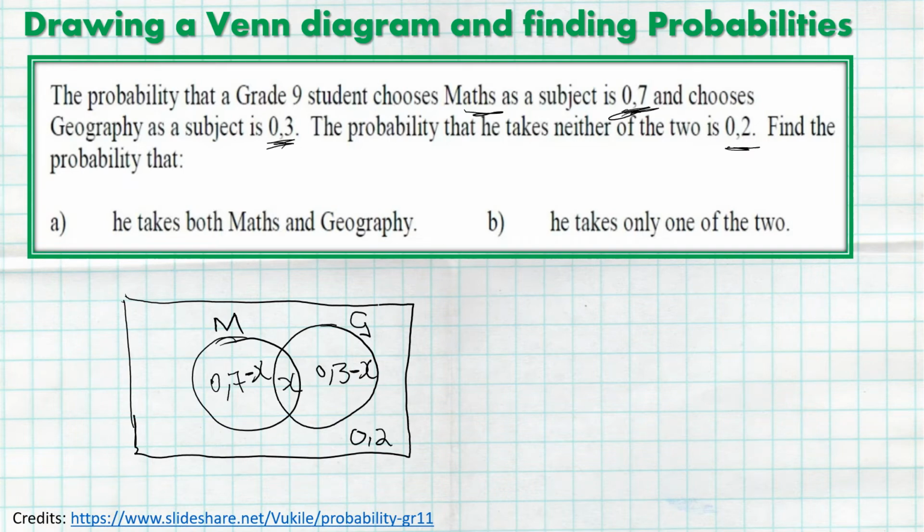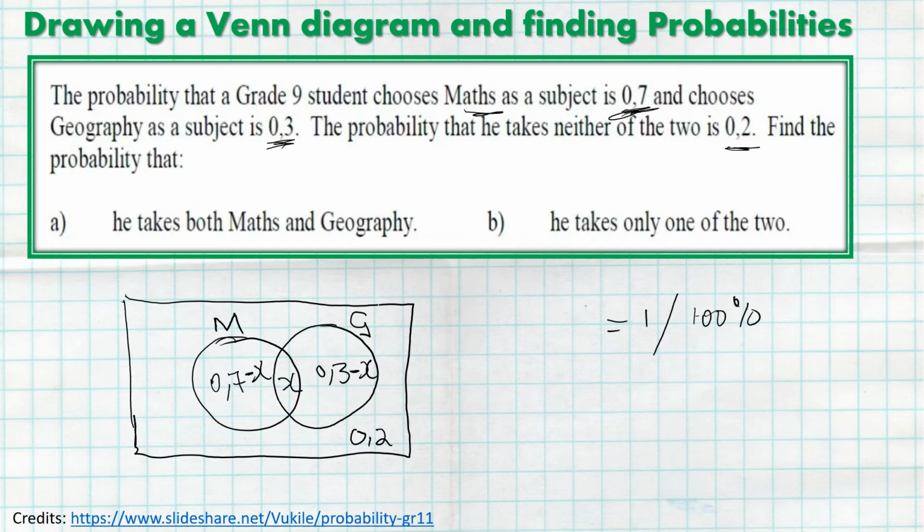Okay, so now before going and calculating these probabilities, we must first solve for X in our Venn diagram. How are we going to solve for X? We know that the sum of all probabilities must be equated to 1, or what is known as 100%.